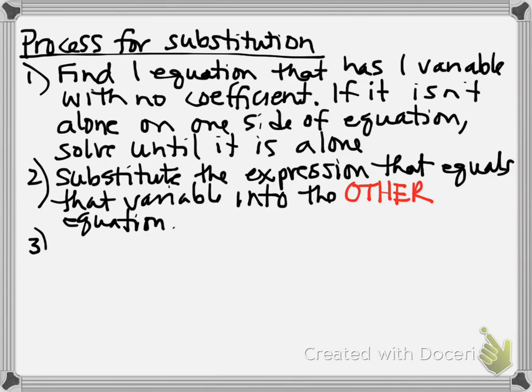So what you're basically doing at this point is you've taken a two-variable equation, and now it's all one variable, and we're back to what we did in the very beginning of equations. So now we're going to solve for the remaining variable.